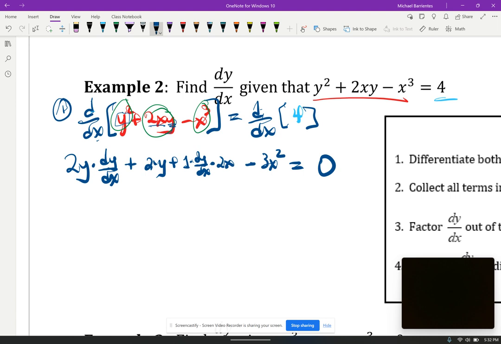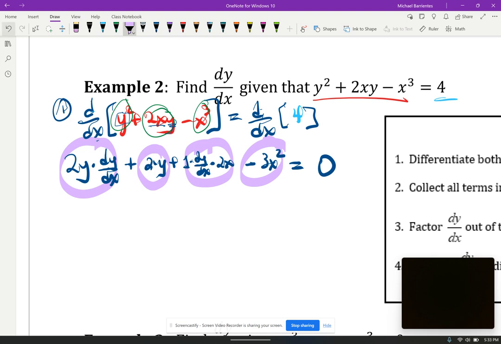All right, so when I get to this point, I have finished step number 1. But I need you to notice we have 1, 2, 3, 4 terms on the left side and 1 term on the right side. Terms are separated by pluses and minuses. So therefore, I have 4 separate terms.